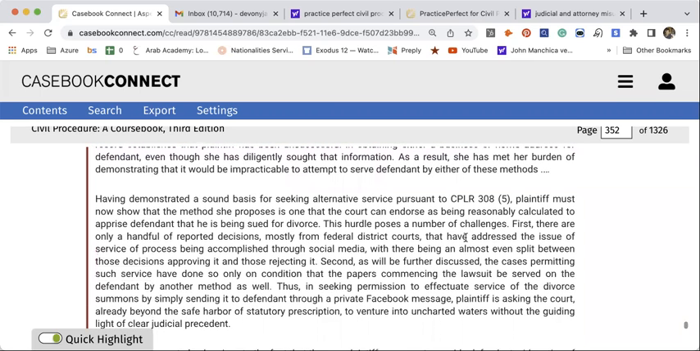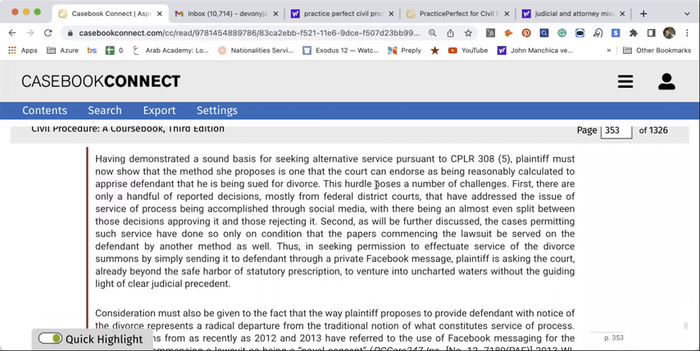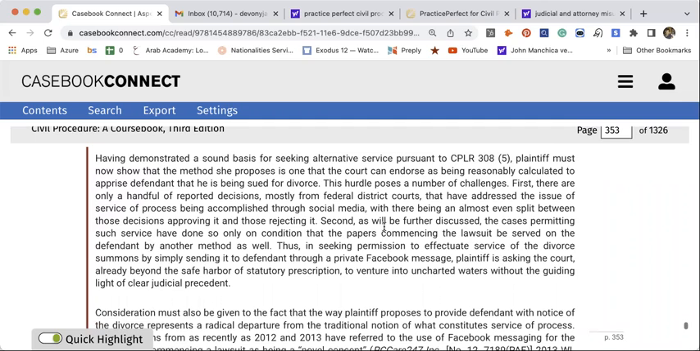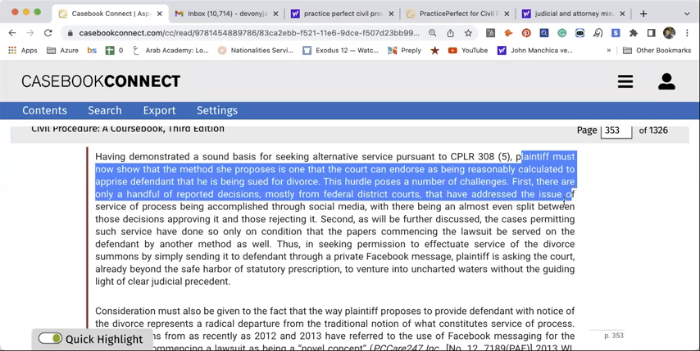As a result, she has met her burden of demonstrating that it would be impracticable to attempt to serve defendant by either of these methods. Having demonstrated a sound basis for seeking alternative service pursuant to CPLR 308(5), plaintiff must show that the method she proposes is one that the court can endorse as being reasonably calculated to apprise the defendant that he's being sued for divorce. This hurdle poses a number of challenges.